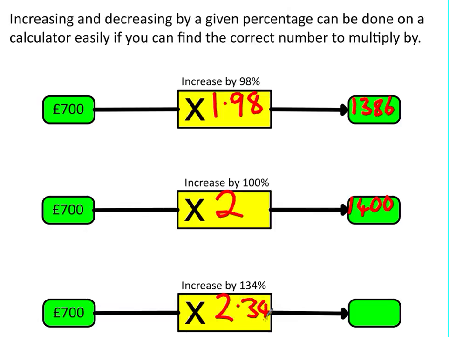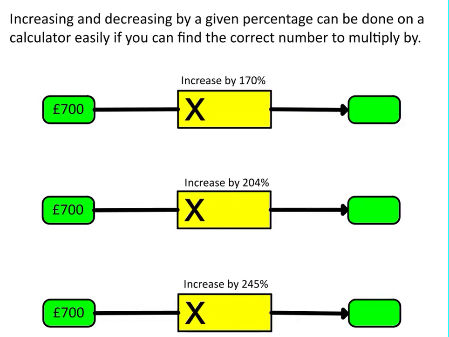So let's work that out. 700 multiplied by 2.34 is 1,638. Now, we can keep going with this and extend it further and further. So let's just look again. Increasing by 170%, well, that's going to be more than doubling it, which is an increase of 100, excuse me. So it's going to be 2.7. Increasing by 204% is 3.04. Increasing by 245% is 3.45.